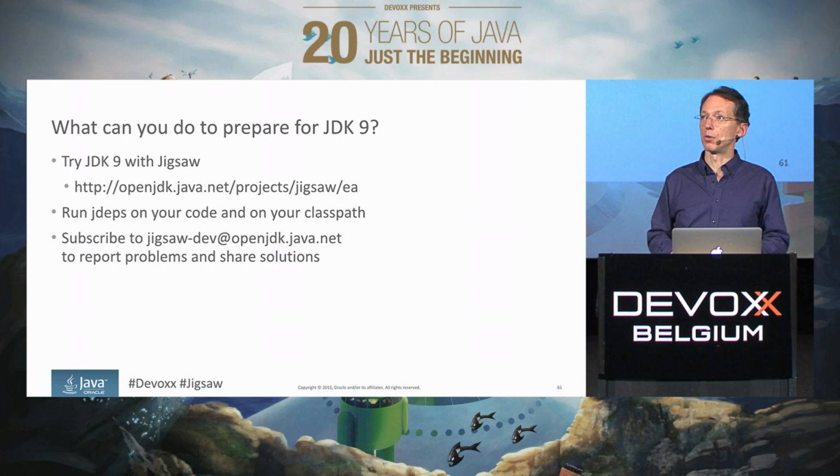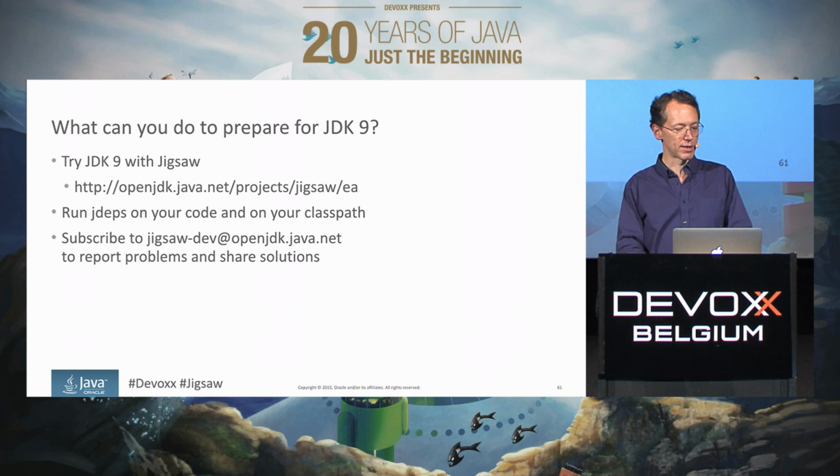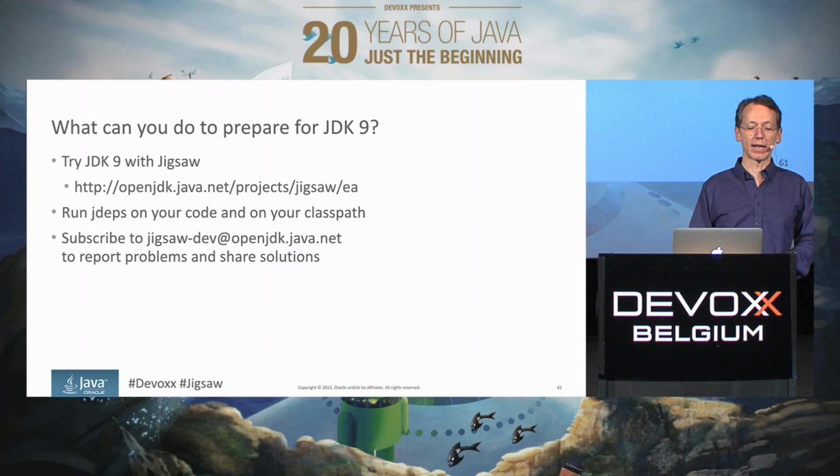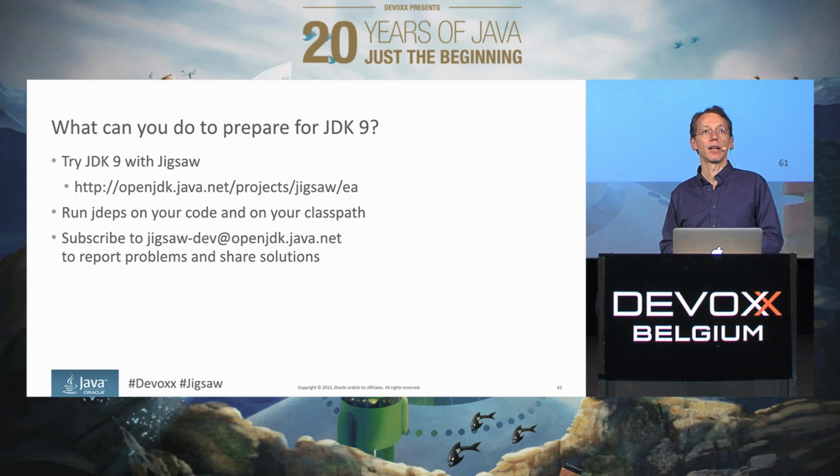You can run the JDeps tool, which we've discussed in previous sessions, on your code and on class paths of your applications, discover uses of internal APIs, and eliminate them, as Dr. Deprecator might say, with extreme prejudice. And finally, you can subscribe to the Jigsaw dev list on OpenJDK to report problems and share solutions.